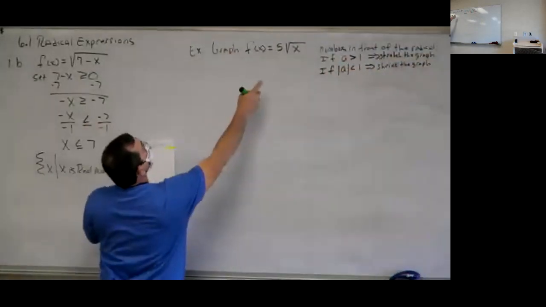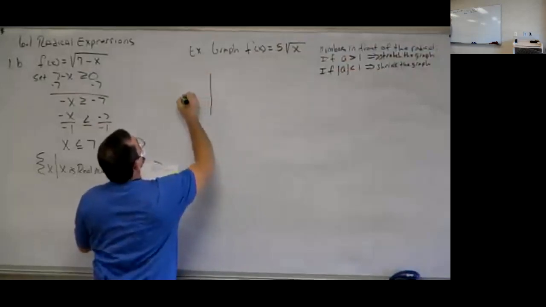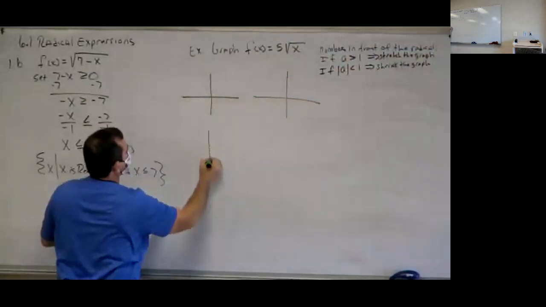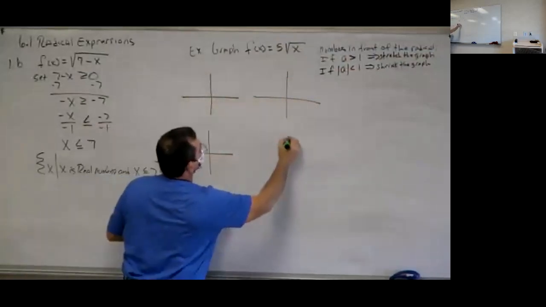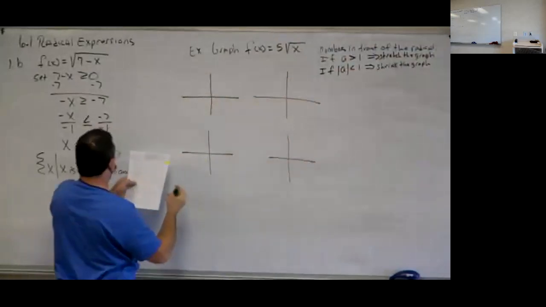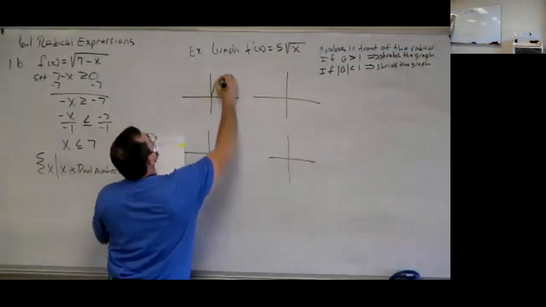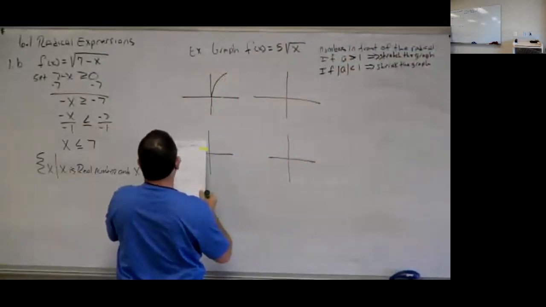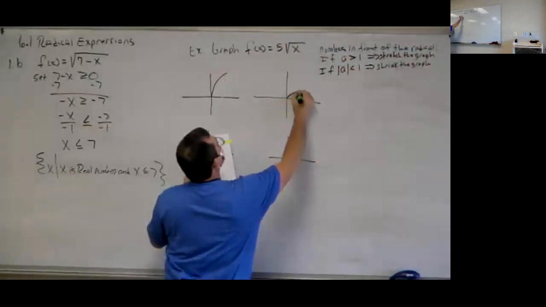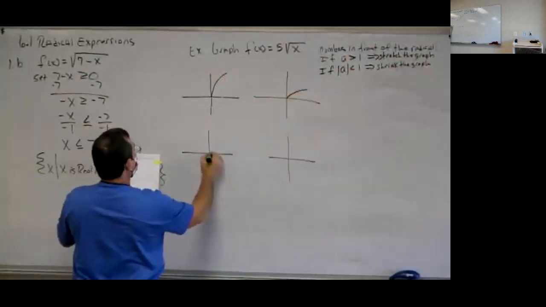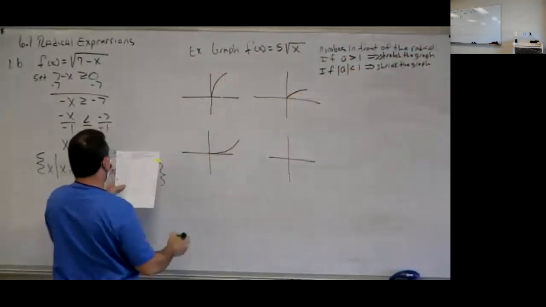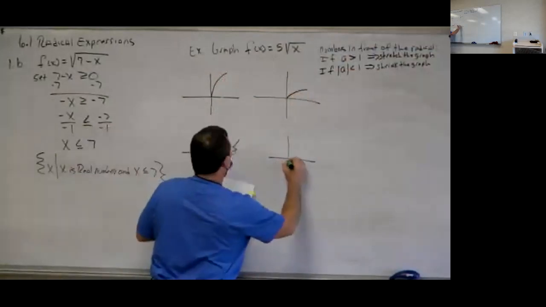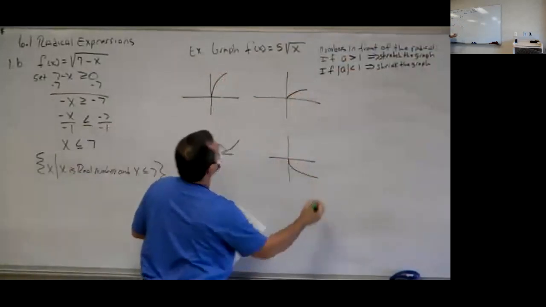So I got a graph here. I'm going to draw 4 graphs real quick. Oh, and this one sort of looks normal. This one went under and up. Okay, then let's see. That went down and under.